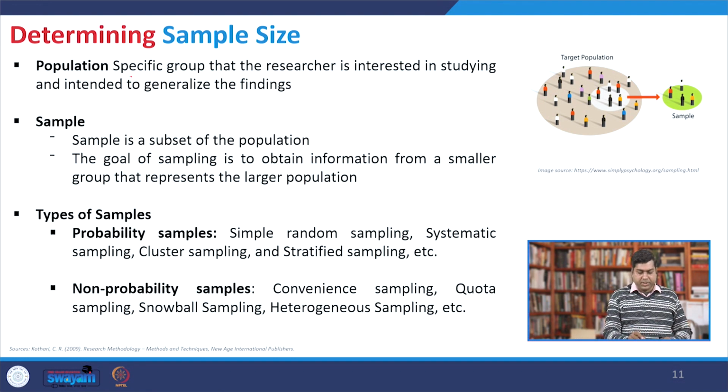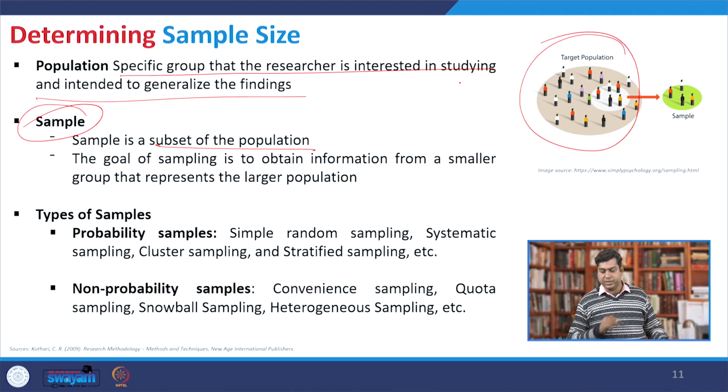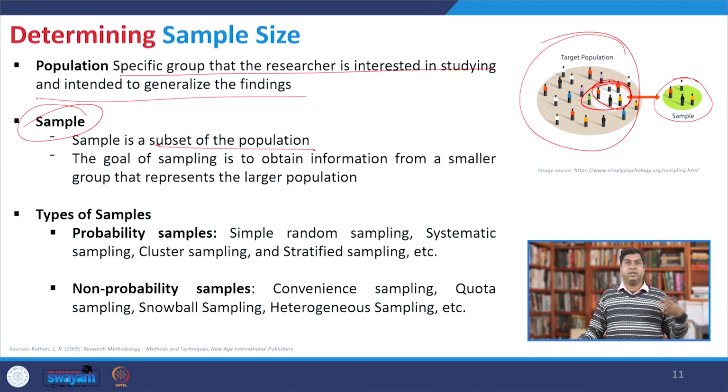So, what is population? It is a specific group that the researcher is interested in studying and intends to generalize the findings to. Now, the sample is the subset of the population. Here you can see that if this is the entire population, then this particular area is taken as a sample. The only thing is that this sample should represent the quality, maybe the perception, or some kind of cultural value. Whatever the people in the sample represent, we assume that this is the overall behavior.